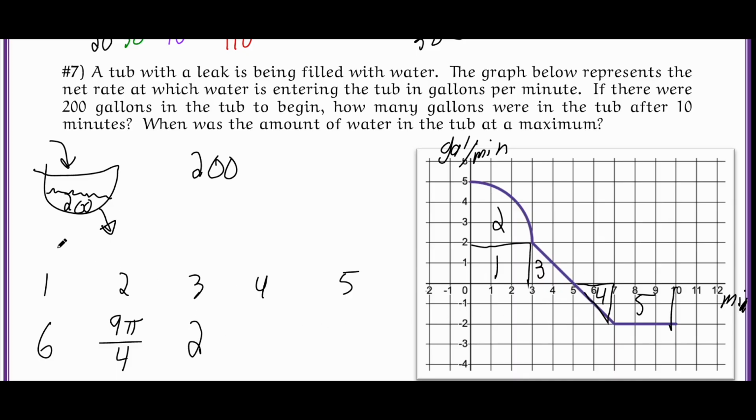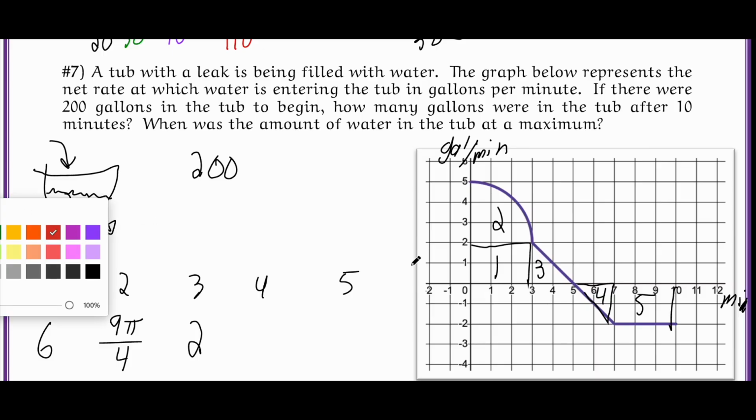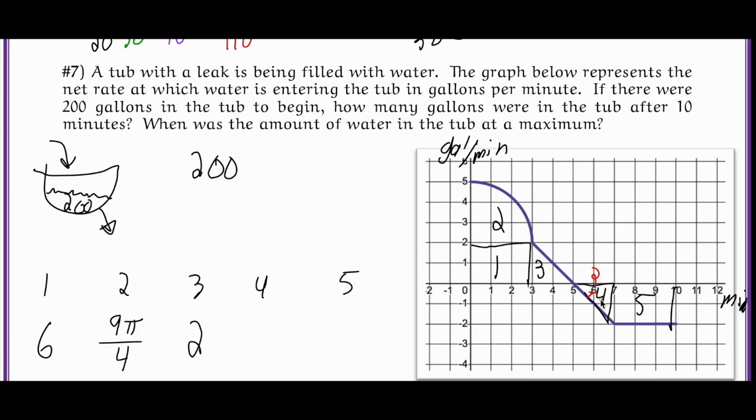Now, shape number 4 is below the axis. So I'm going to make this red just so we don't forget. It's 2 by 2. 2 times 2 divided by 2 is -2. And this last shape here is a width of 3 and a height of 2. So that's going to be -6.